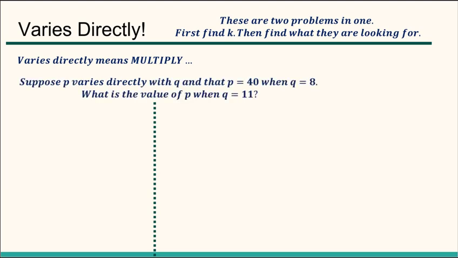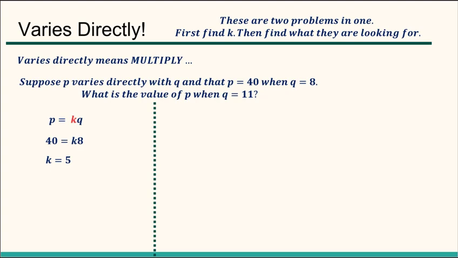Suppose P varies directly with Q and that P is 40 when Q is 8. What's the value of P when Q is 11? Well, first thing you do is you write down P equals. Then it says varies directly with Q. So what I'm going to do is say this means multiply. I'll just say k times Q. I always use k. You can use a different letter if you want, but most of the time people use a k. Now we're going to find k. So we know that when P is 40, Q is 8. Let's plug that in. Divide both sides by 8. k is 5. That's the first part done.